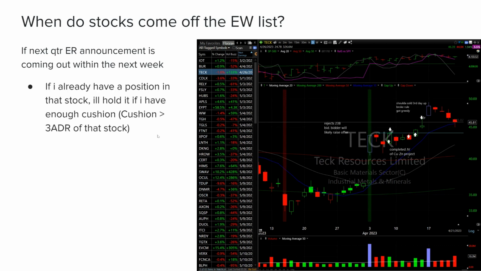So tech, for example, this is a stock that I still own, and it has earnings coming out the next day. So if I already have a position in that stock, I only hold it if I have enough cushion. And how do I determine if the stock has enough cushion or not? I just define cushion as 3 ADR of that stock.